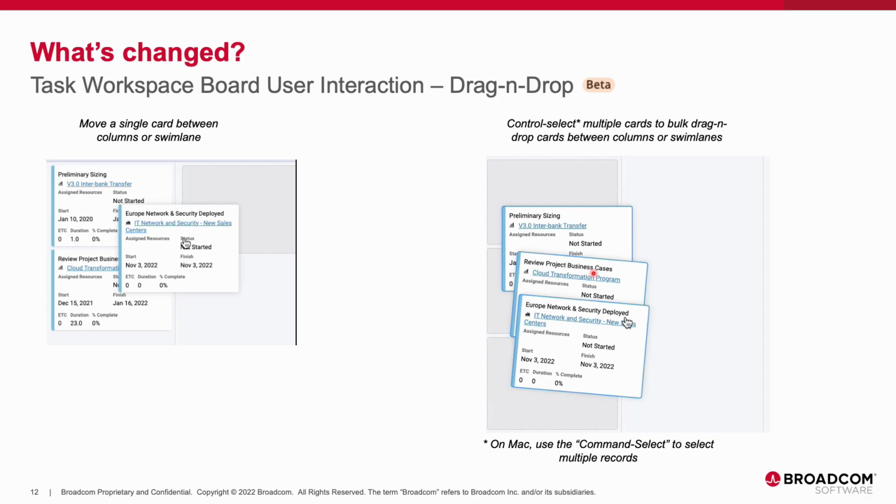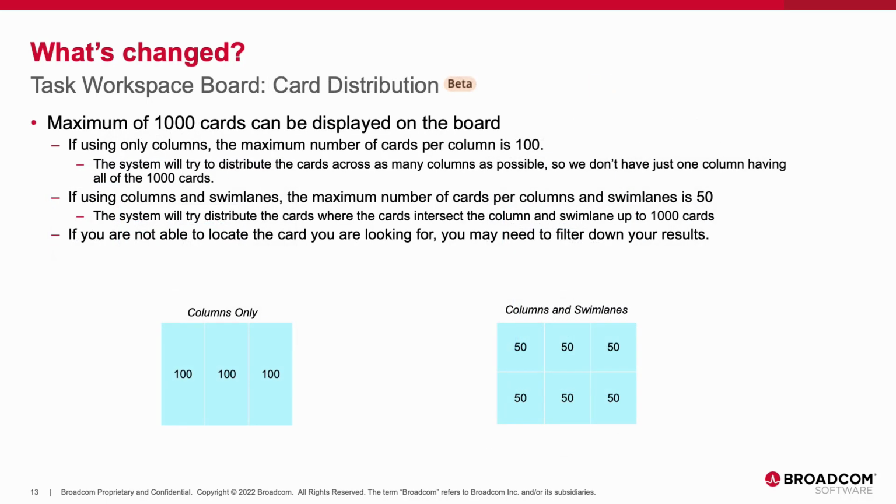So currently the task workspace board can only show a maximum of 1,000 cards that can be displayed. But we also added some card distribution logic, because, say for example, you don't want to have all the cards shown in one column. So we added logic to distribute the cards across different columns or columns and swim lanes, so it's easier and more presentable to read and work with within the board.